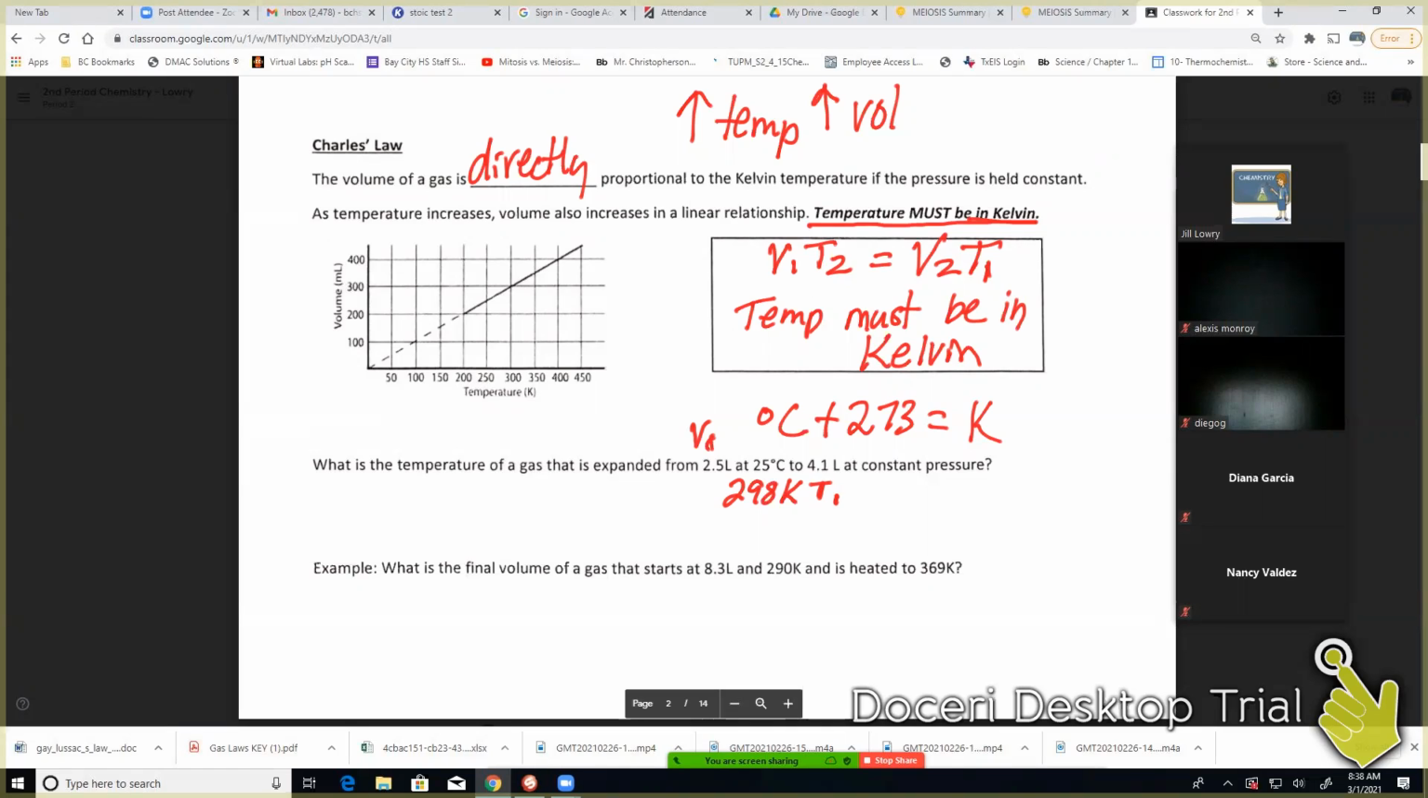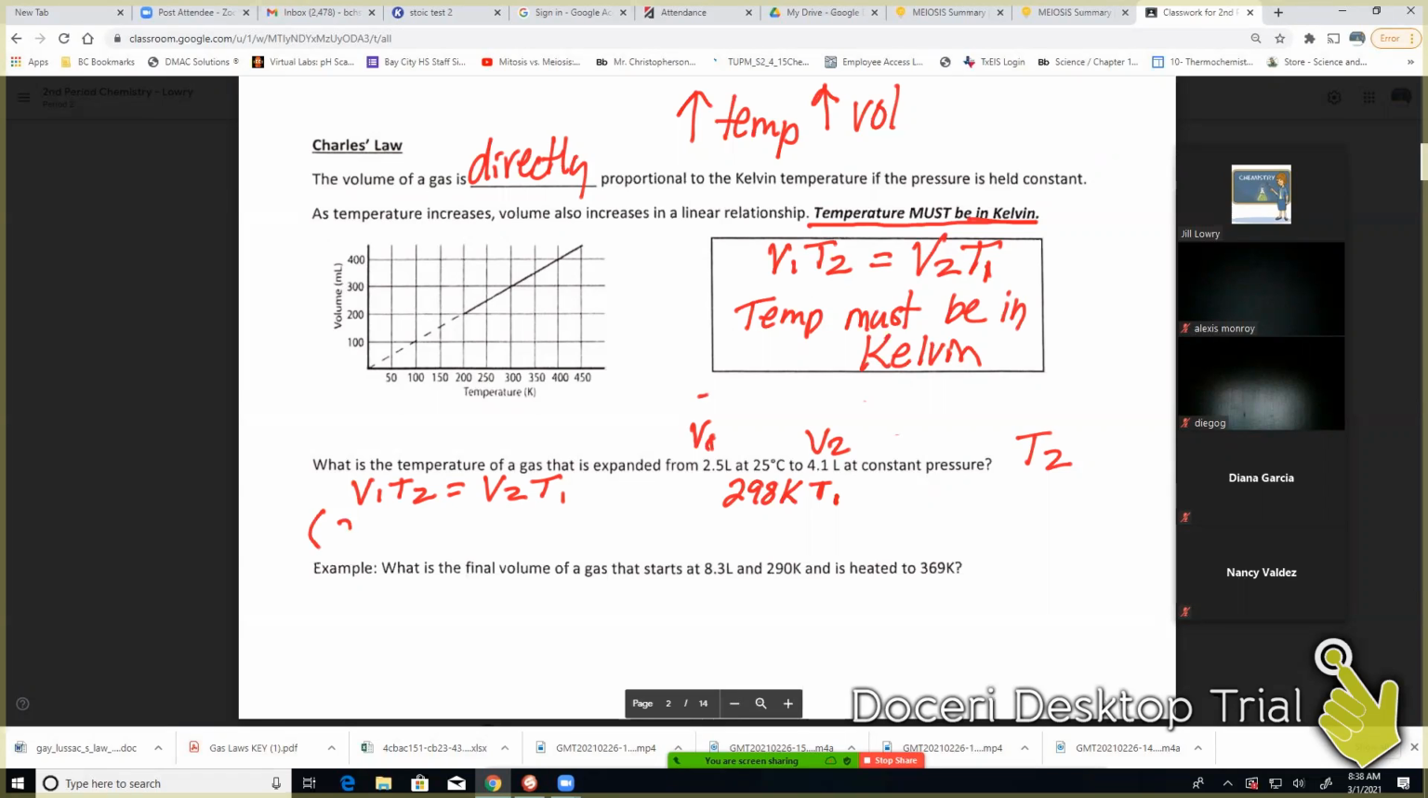And then it said it went to 4.2 liters. So that's my V2. Let me erase this, because that's the volume measurement. So what I'm trying to find here is my T2, what my temperature changed to. So my formula is V1T2 is equal to V2T1. So now I'm just going to start plugging my numbers in because I identified them all.